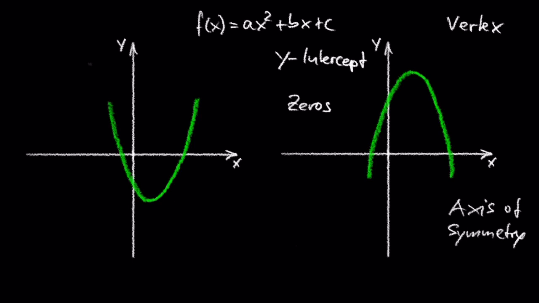The vertex is the turning point of the graph, which is this point. The axis of symmetry is the vertical line that intersects the parabola at the vertex. The parabola crosses the x-axis here and here. So these 2 points are the zeros of the parabola. And the y-intercept is where the parabola crosses the y-axis.